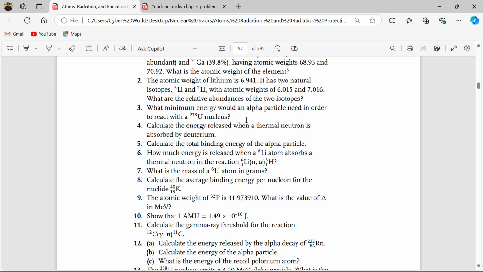Now move on towards the sixth problem. What it says: how much energy is released when a lithium-6 atom absorbs a thermal neutron in the reaction of lithium-6 with absorption of a neutron, decaying into an alpha particle and a tritium. So you have to calculate the total energy released when your lithium atom absorbs a neutron. And when the lithium atom absorbs a neutron, it decays into an alpha particle with an emission of tritium.